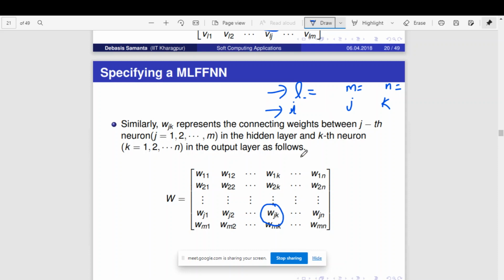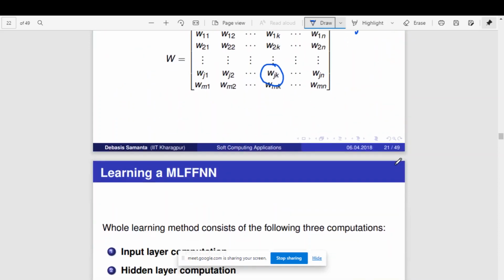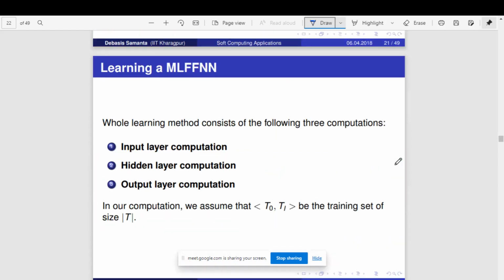Okay, and the transfer function or the activation function. The activation function that is used in the input layer is a linear activation function. The activation function that is used in the hidden layer is a log sigmoid activation function, and the activation function that is used in the output layer is a tan sigmoid activation function. Fine. So the whole learning can be divided into three parts: input layer computation, hidden layer computation, and output layer computation.